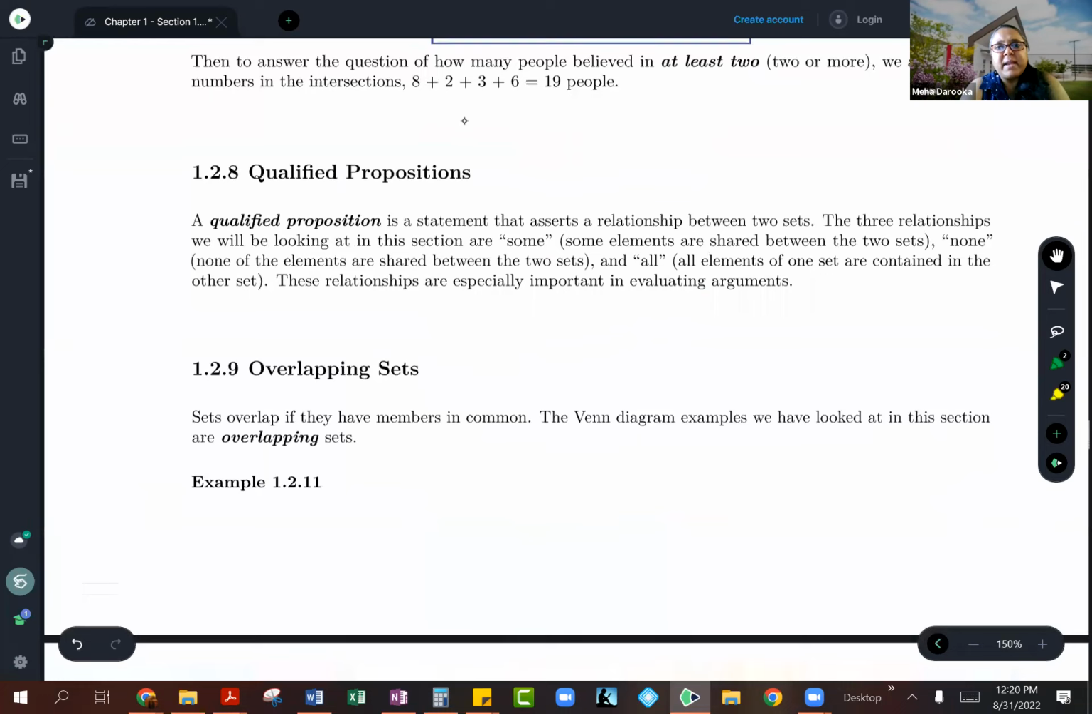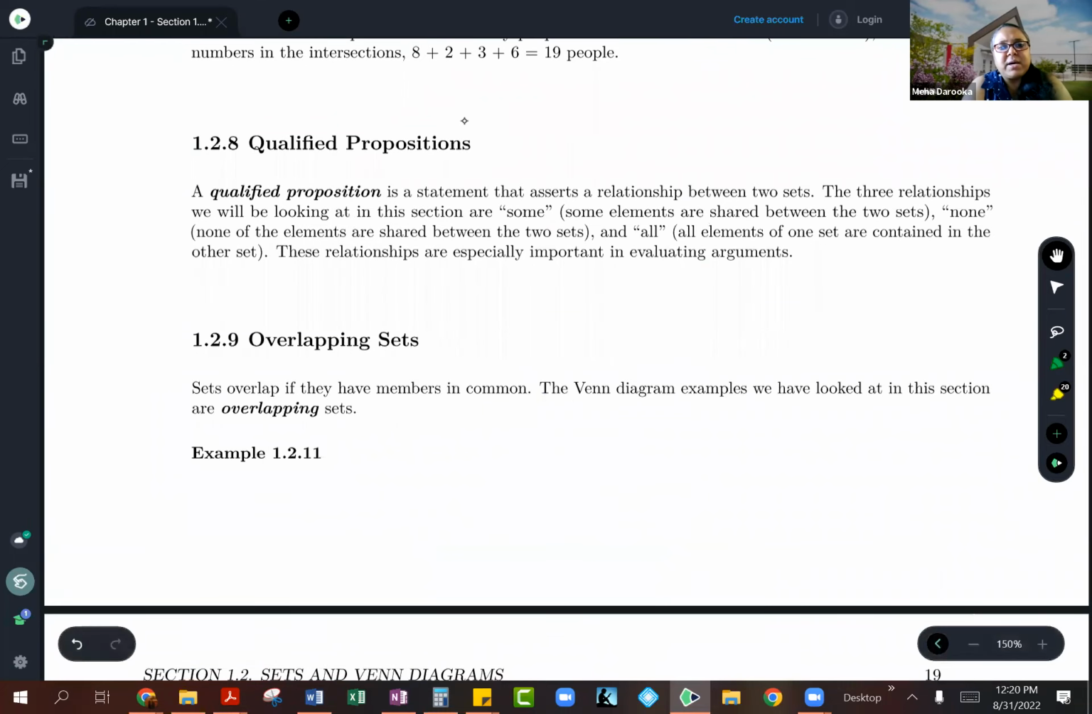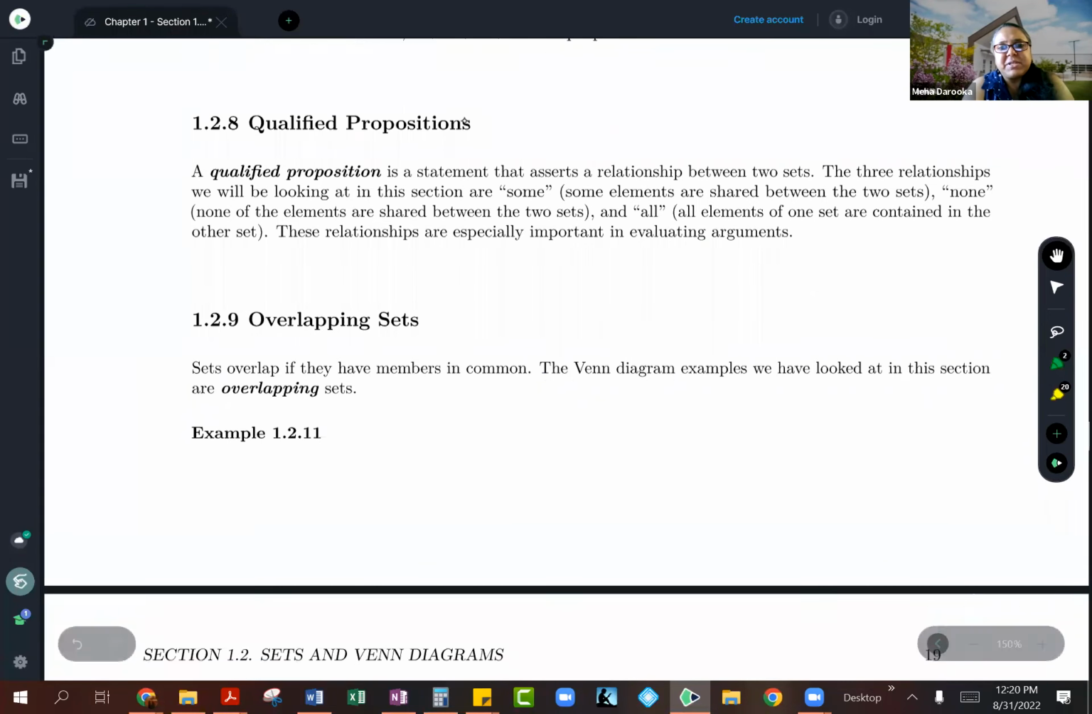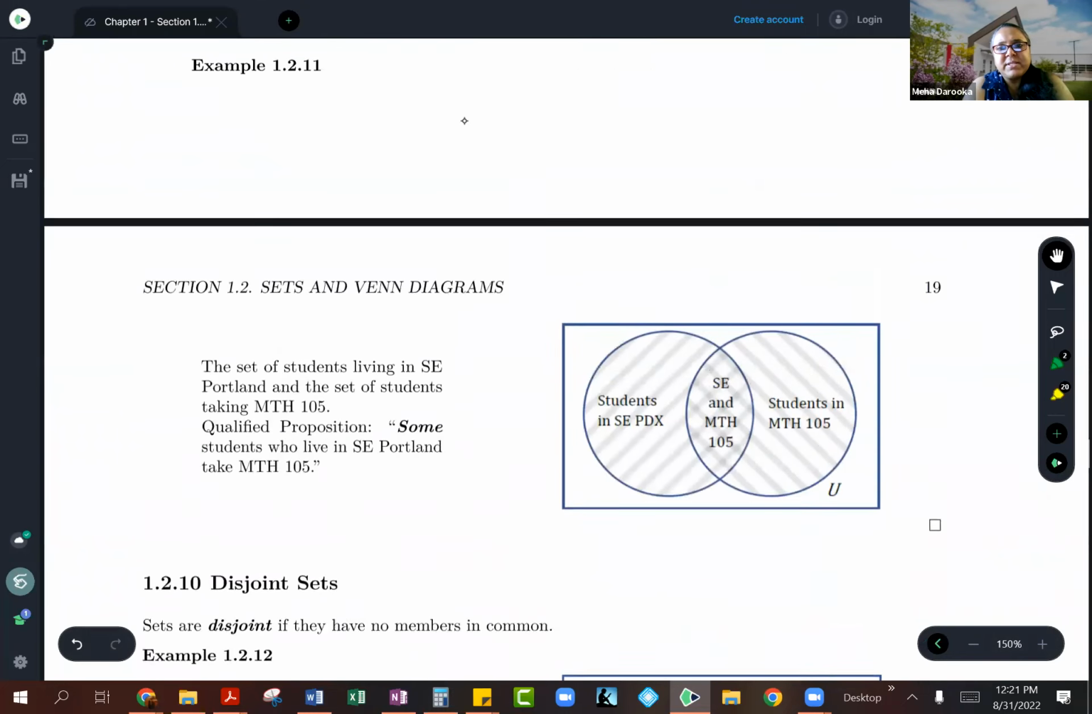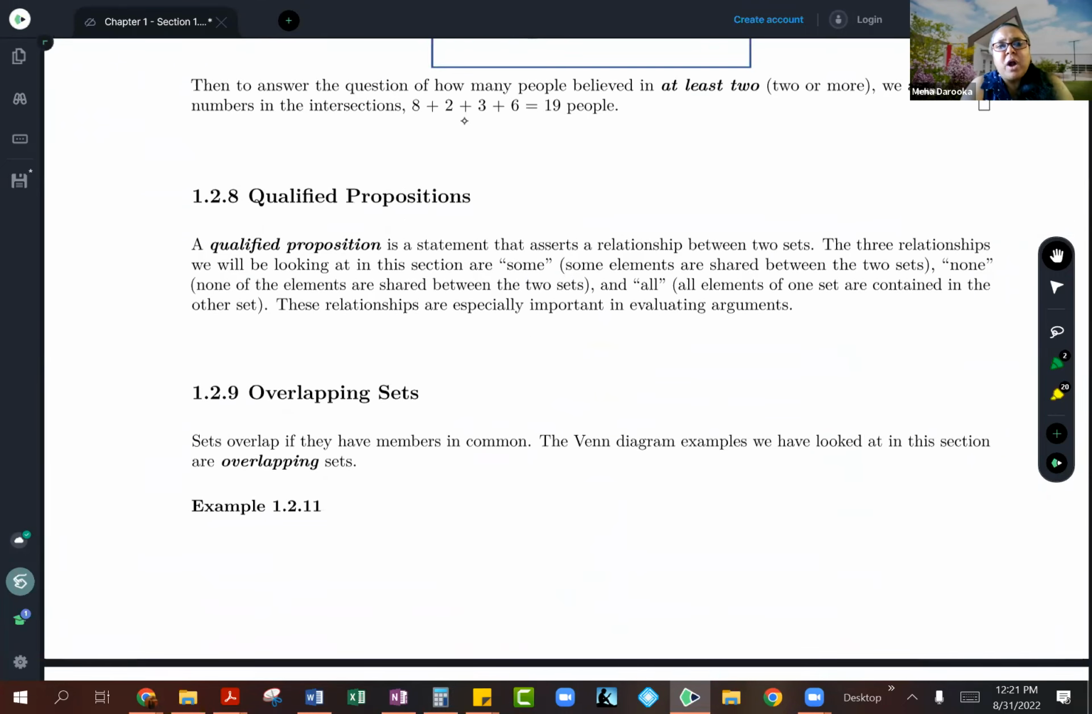Now, the last part that I wanted to talk about was what we mean by qualified propositions, and then looking at overlapping and disjoint sets. When we're talking about a qualified proposition, we're talking about using what we call qualifiers, words like some, no or none, and all, when we're describing what kind of relationship you have between two sets.